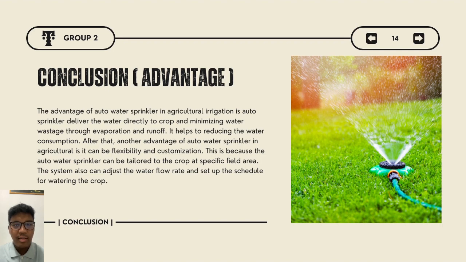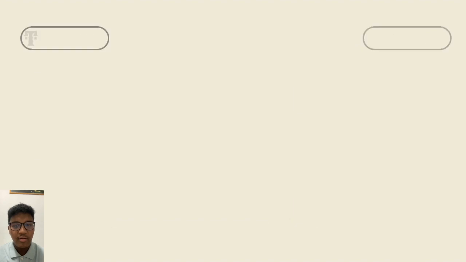Another advantage of the auto water sprinkler in agriculture is flexibility and customization. This is because the auto water sprinkler can be tailored to the crop and specific field area. The system can also adjust the water flow rate and set up a schedule for watering the crop.